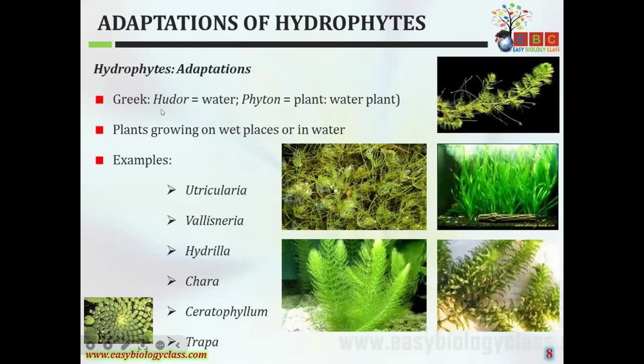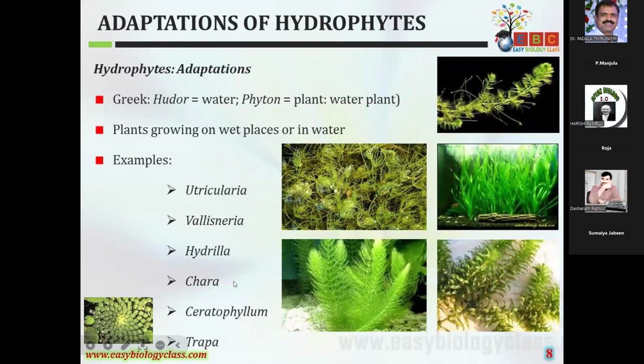It is a Greek word: hydr means water and phyton means plant. Hence, water plant. So generally, these are plants which grow in wet places or near water bodies. Examples of this are Utricularia, Vallisneria, Hydrilla, Chara, Ceratophyllum, and Trapa. So these are the examples of hydrophytes.